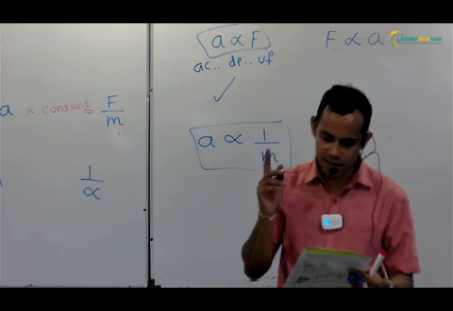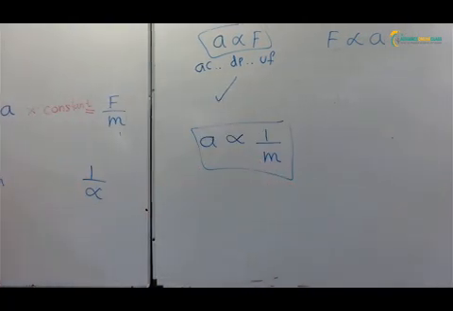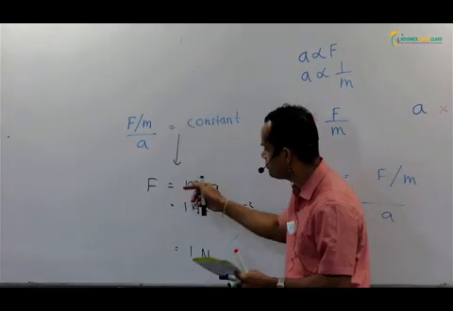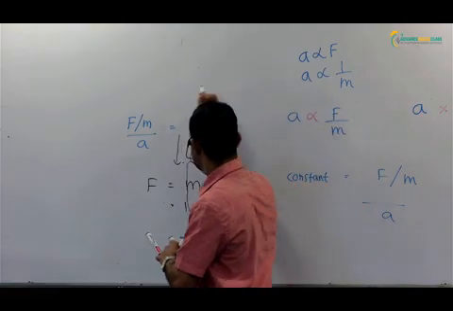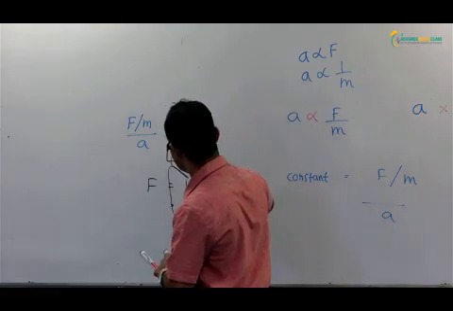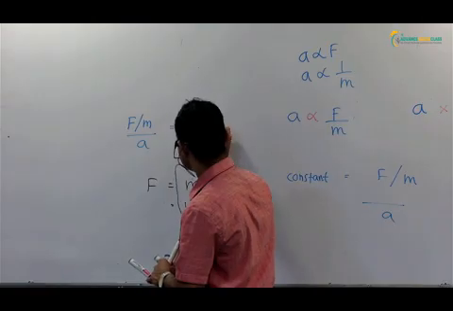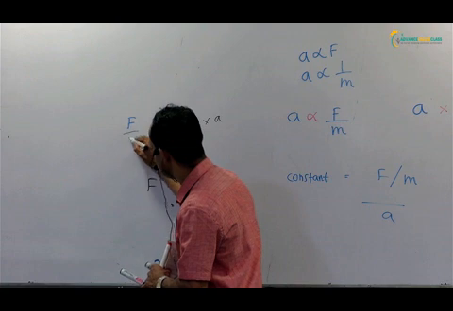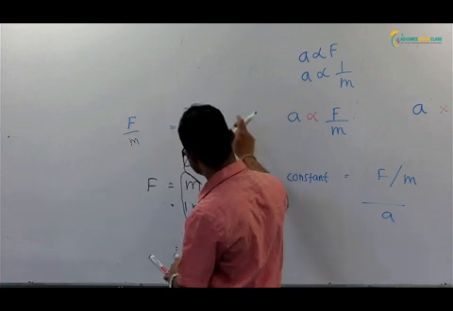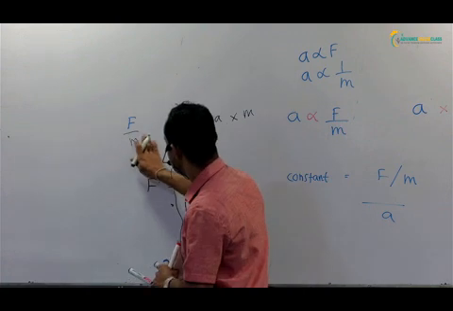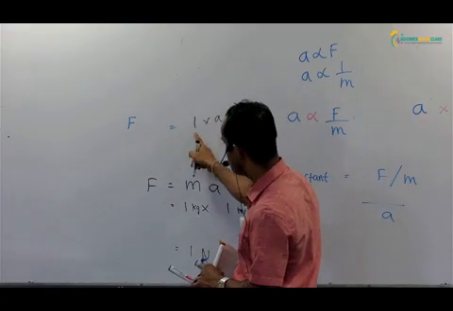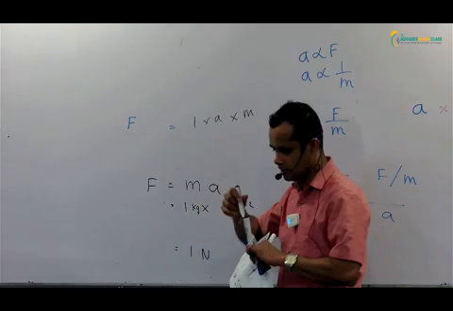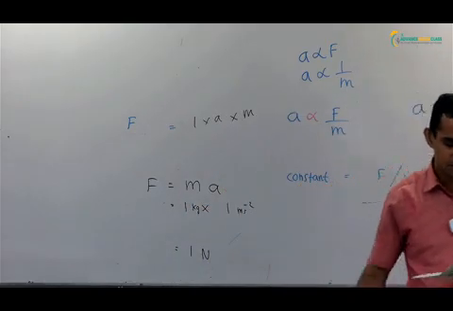Don't memorize. Therefore this constant becomes 1 Newton. Then we can rewrite this as F equals ma. This becomes 1. Then this a you can send to that side. Then left hand side is F divided by m. Then this m you can send to that side as a multiplication. Then what is it? F equals 1 into m. That means F equals ma. Alright, let's go on.